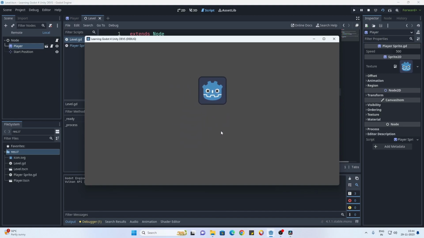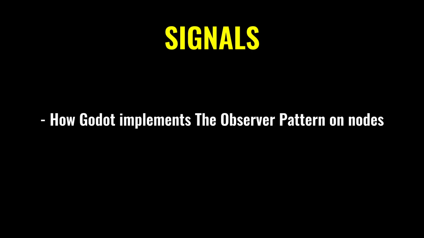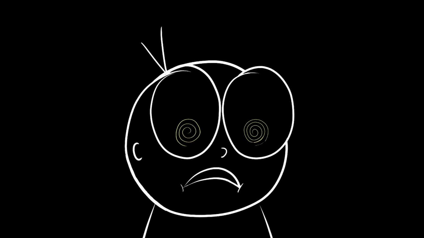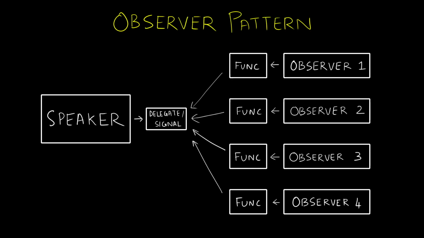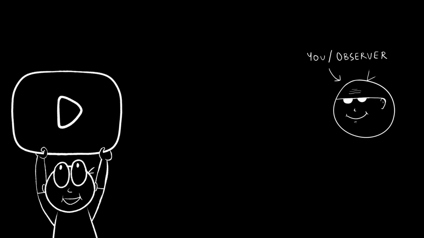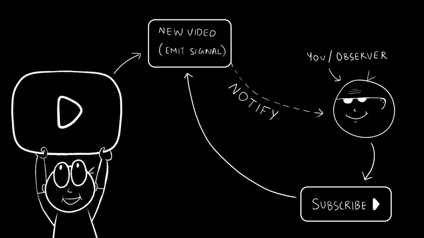Now that we are a little bit comfy with code, let's discuss the final thing for today. Signals. Signals are simply how Godot Engine implements the observer pattern on its nodes. Whoa, what am I talking about? The observer pattern is a programming pattern that introduces the concept of a speaker and observers. It's like a radio or this YouTube channel. Whenever you, a listener or an observer, hit that subscribe button below, you will get notified on your subscription feed whenever I, the speaker, uploads a new video.